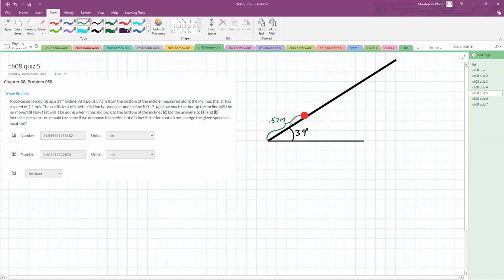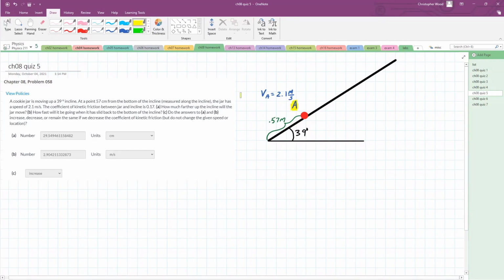At this point, it has a speed. At this moment, it has a speed of 2.1 meters per second. So I'm just going to come right out and say this is energy state A right now. And at this particular position, the velocity at energy state A is given for me as 2.1 meters per second. Okay, at energy state A, which is right here.